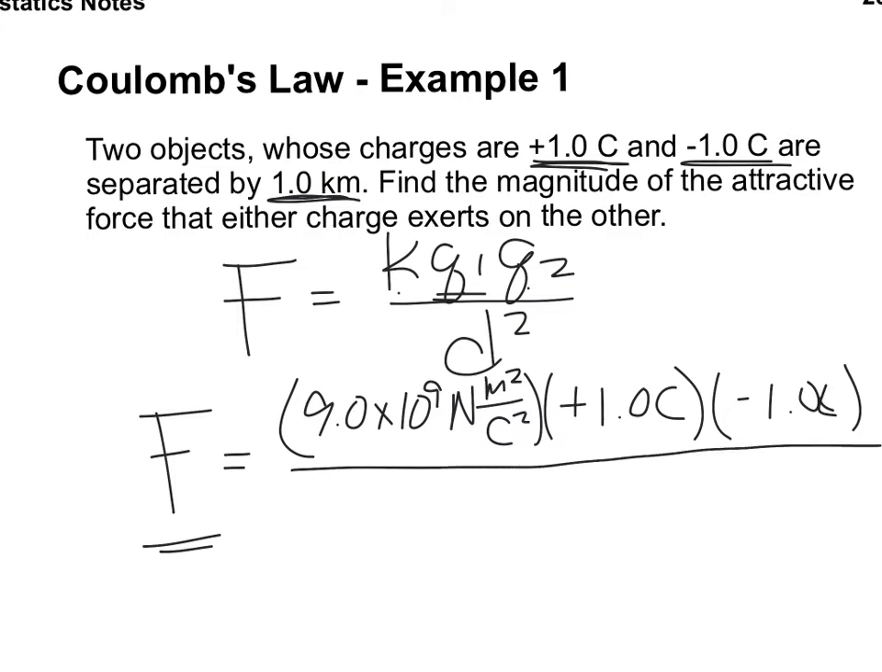And in the denominator, I have something that's in kilometers. I'd really like that to be in meters. Notice that my Coulomb constant that I subbed in here has meters squared. And so I better make sure that the number that I sub in the denominator in this equation is also in meters. So right now I have one kilometer, which should be 1,000 meters. And we're going to square that number.